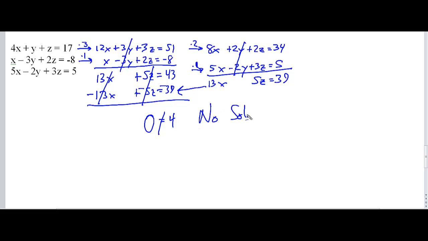What that means is that you're going to have some parallel planes in this situation. These planes are parallel in 3 dimensions, so they have no solution. When you run into an illogical statement like this, that is your answer.